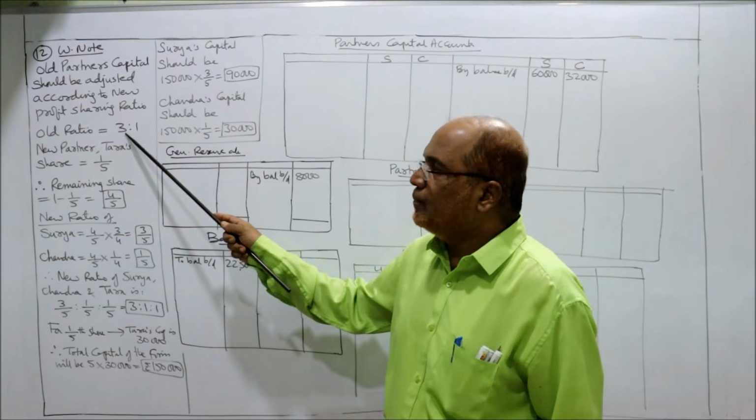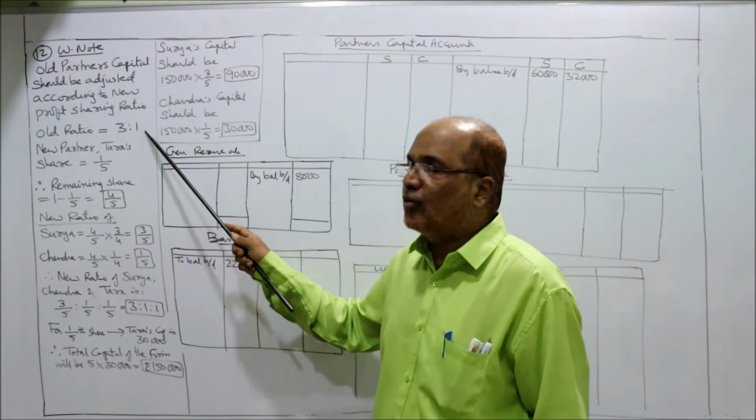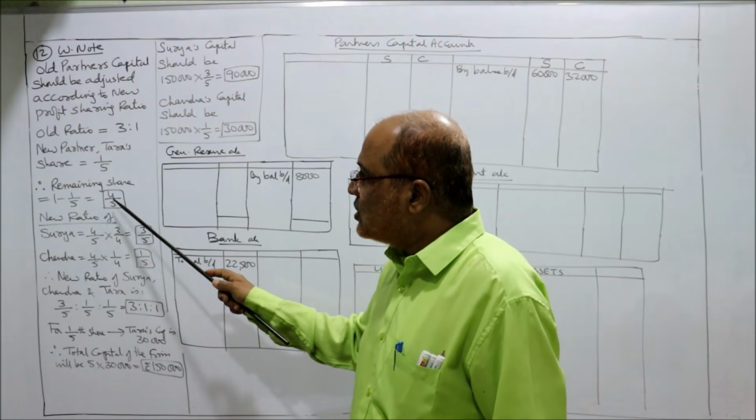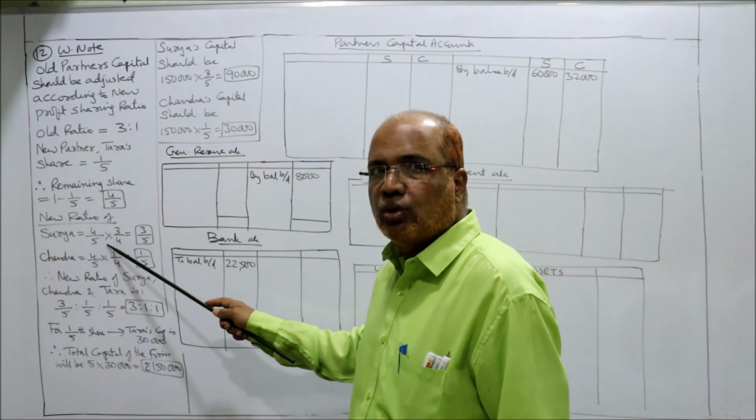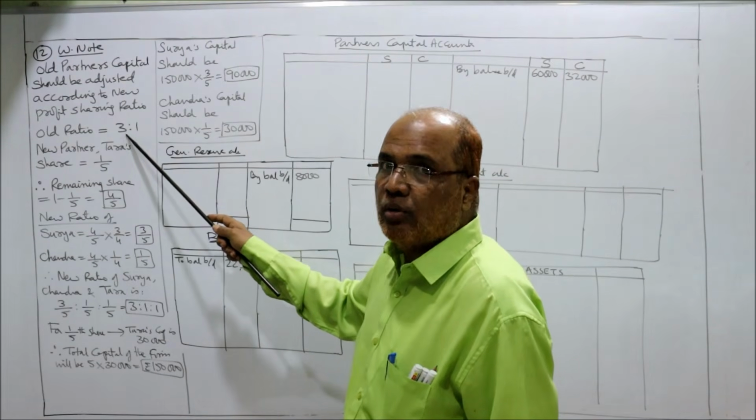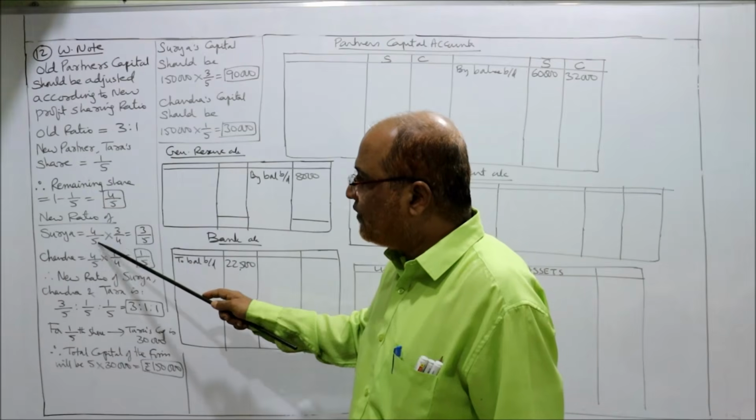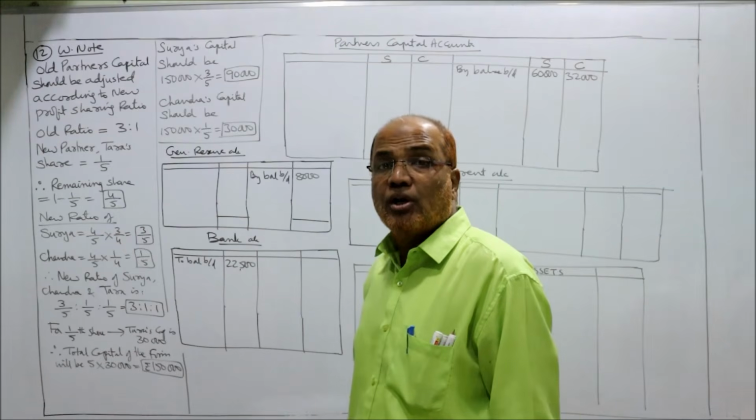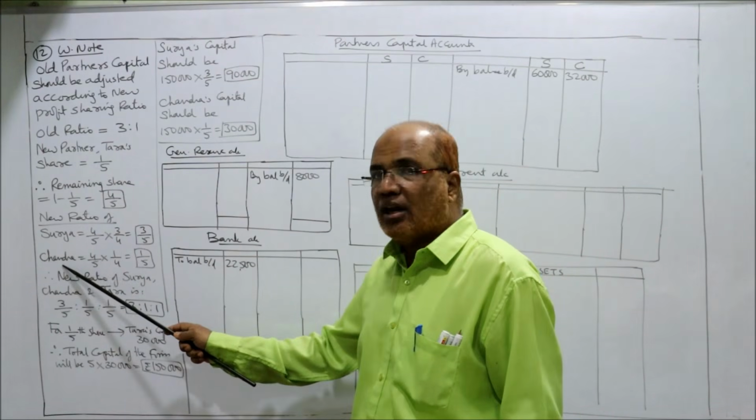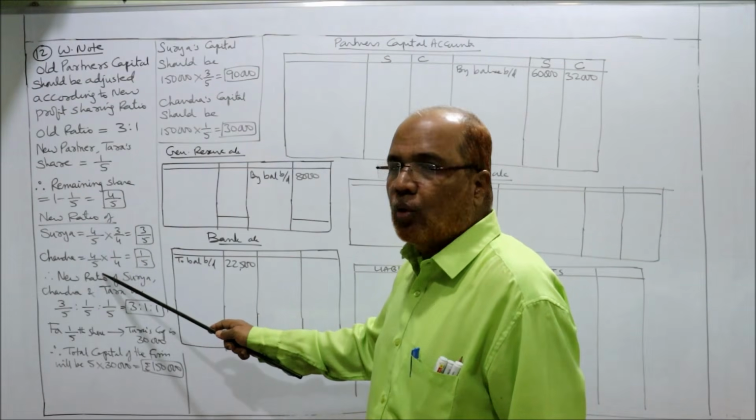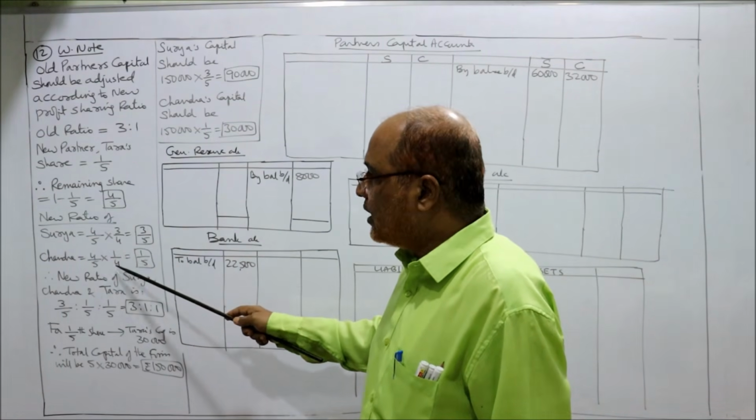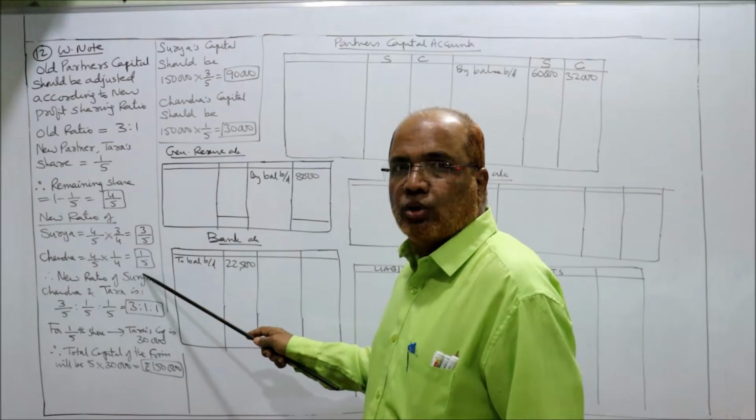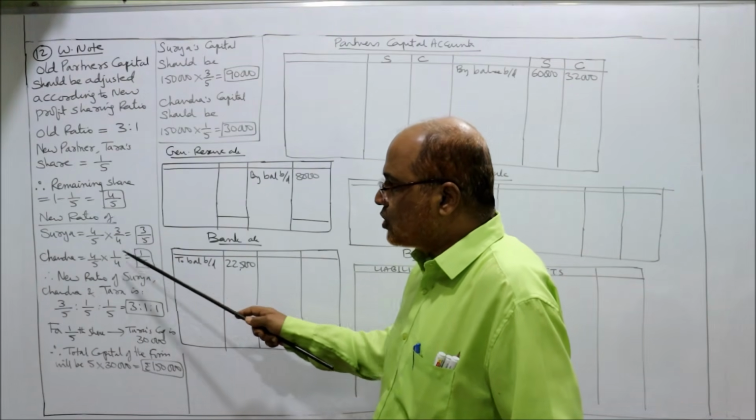What is the old profit sharing ratio? 3:1, that is 3/4 and 1/4. So the new ratio of Surya is 4/5 into the old ratio, which was 3/4. So 4/5 into 3/4, the 4 will get cancelled, so 3/5 is the new ratio. So the new ratio of Surya is 3/5. Chandra: remaining share 4/5, old ratio is 1/4. The 4 will get cancelled, so remaining is 1/5. So the new ratio of Surya is 3/5, and the new ratio of Chandra is 1/5.